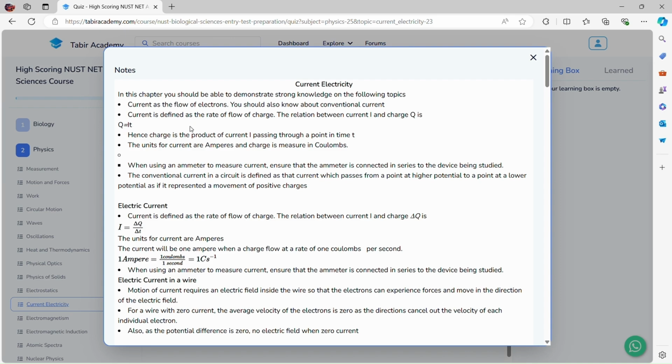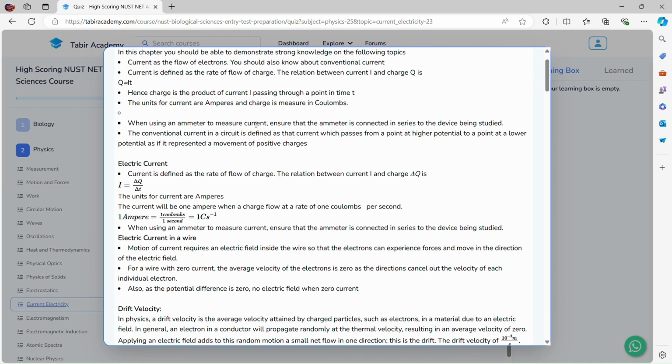Charge is the product of current passing through a point in time t. The units of current are amperes and charge is measured in coulombs. When using an ammeter to measure current, ensure that the ammeter is connected in series to the device being studied. The conventional current in a circuit is defined as that current which passes from a point at higher potential to a point at a lower potential, as it represented a motion of positive charges.